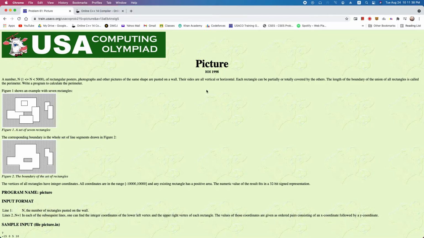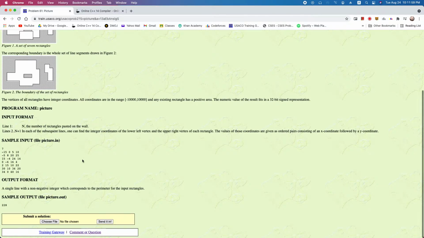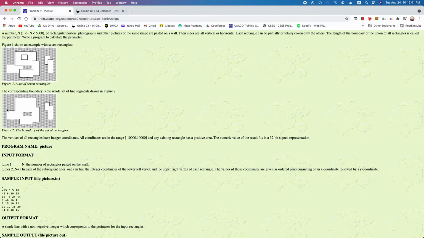The problem for today's video is picture. So in this problem, we're given a few of these rectangles and we're asked to find the perimeter of these overlapped rectangles. So here the perimeter will be this whole side, and also you have to add the perimeter of these inside hollow rectangles. So to do that, we can consider each of these rectangles as separate coordinates, and then we'll sweep through all of these different coordinates and count all of the perimeters.